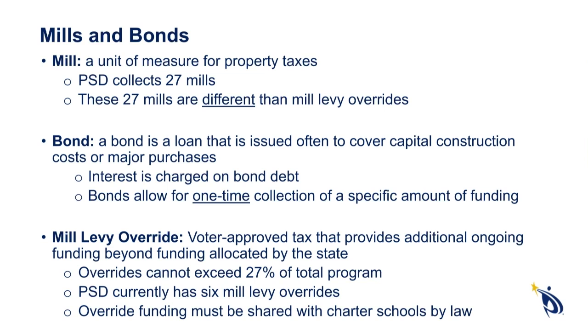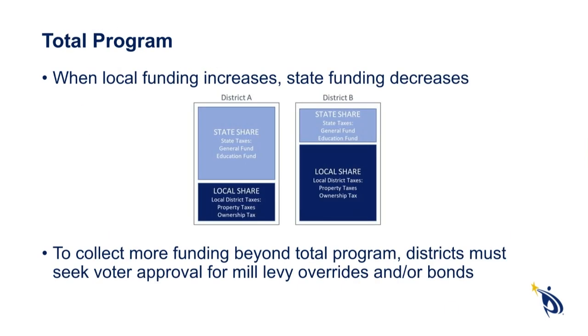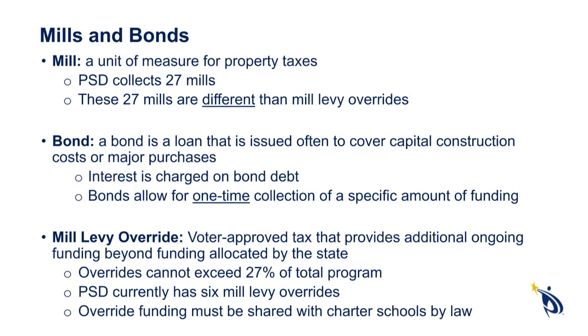So let's get into bonds and mill levies. And we're going to talk about 3 big categories here. The first one is the mill. It's a unit of measure for property taxes. For example, in the total program funding formula that we just talked about in that last water glass, PSD in the state formula collects 27 mills toward its total program. So I'm going to go back to this other slide. What happens is if the tax rate is holding constant and the assessed valuation is going up, and it's depicted in this graph here, the local share goes up. That's exactly what's happening in the total program, because that mill rate is defined in state statute.